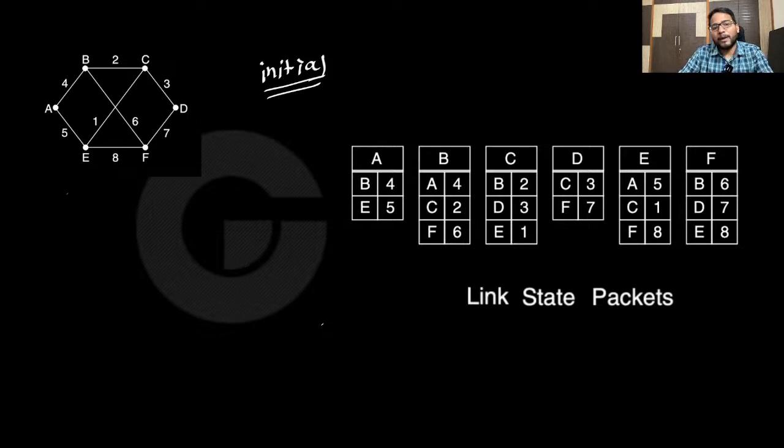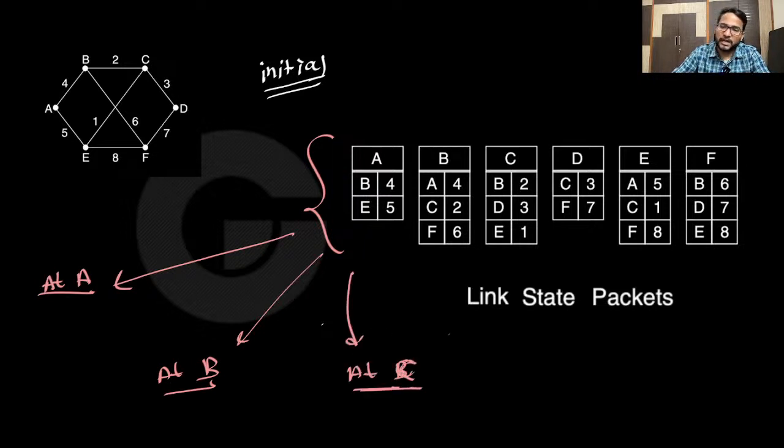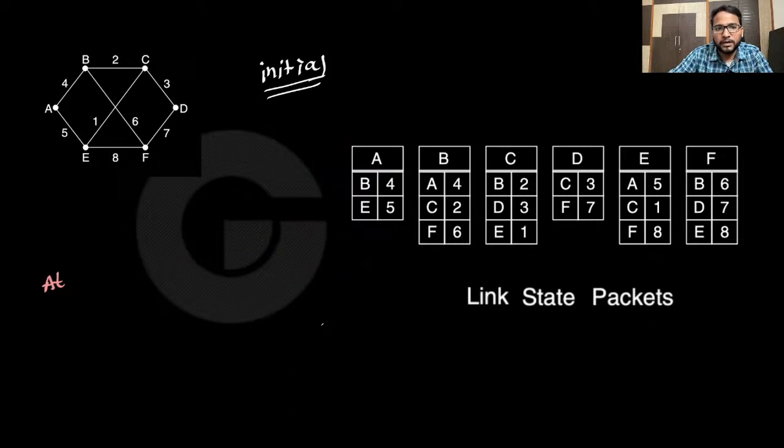Then at every node you can apply single source shortest path separately and get the answer. I know you already know how to do these kinds of questions. Since all the vectors are available at A, at B, and at C, you can apply single source shortest path at every node. At A you know the whole topology, which means you know what is happening in the network. You can apply Dijkstra at A and get the answer, just like an algorithm question. Apply Dijkstra at B, apply Dijkstra at C.